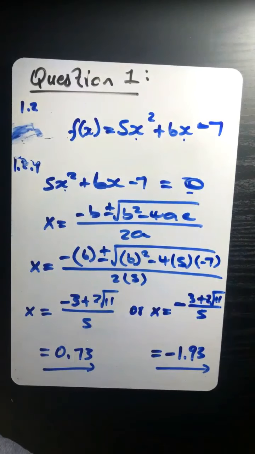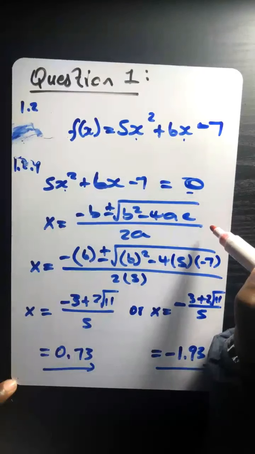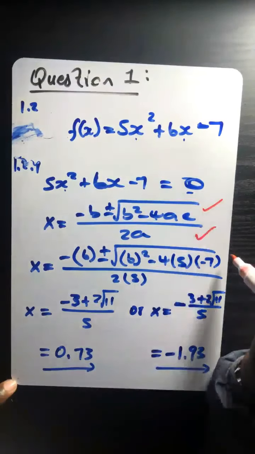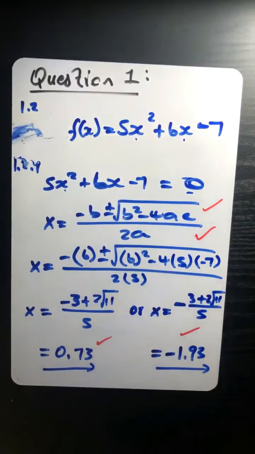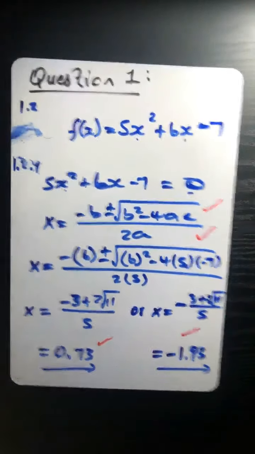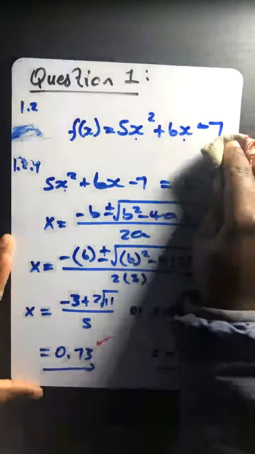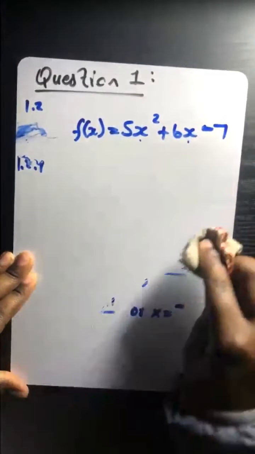Let's see. This question is allocated 4 marks. For you to substitute correctly, I'm going to give you a mark. And again, for the formula, I'm going to give you a mark. For your 2 answers, ladies and gentlemen, I'm going to give you a mark. Very, very important. Guys, are you happy with that one? Yes, sir. Okay, 100%.